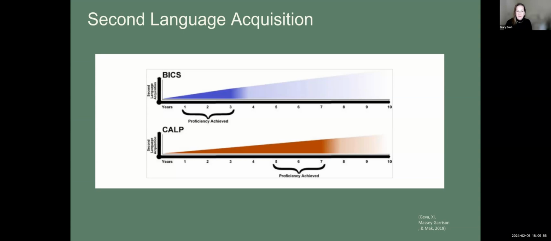On the other hand, the language that they really need to be successful in things like the STAAR test and independent academic work in the classroom takes a lot longer. And we call that language CALP, or cognitive academic language proficiency. It may take anywhere from 5 to 7 years to develop that. And to be honest with you, it's kind of an ongoing process through our lives. So those are two things to consider when we're thinking about a newcomer student.